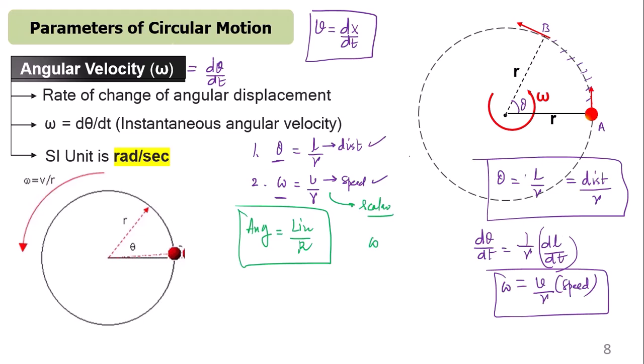So d theta dt is known as the instantaneous angular speed. Like v, the instantaneous velocity. Similarly, the SI unit is radian per second. Instead of meter, I am using radian. Rotating with an angular speed, that is radian per second, omega.